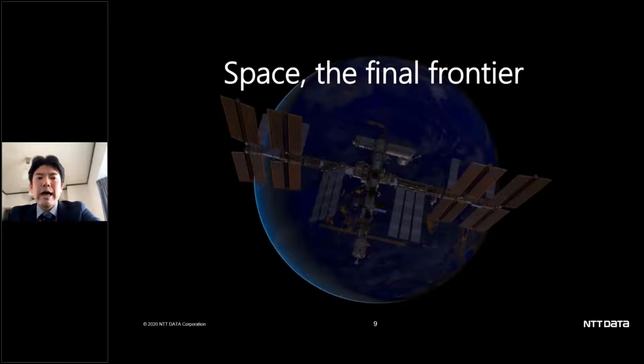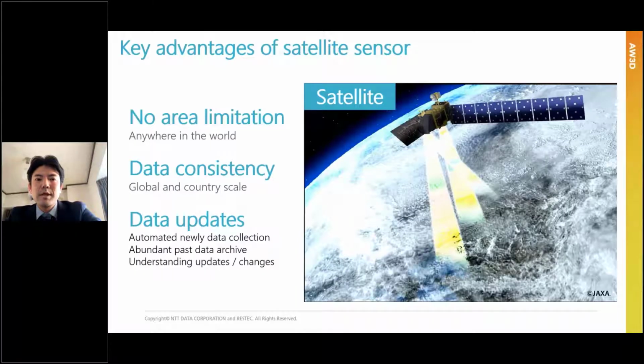But now you have space, satellite constellations, as a new way of getting geodata. Satellite sensors can capture data for a wide area without area limitation. You don't need to travel around, or fly drones or planes. You only need to place orders for geodata for anywhere in the world. In addition, you can get consistent data easily.